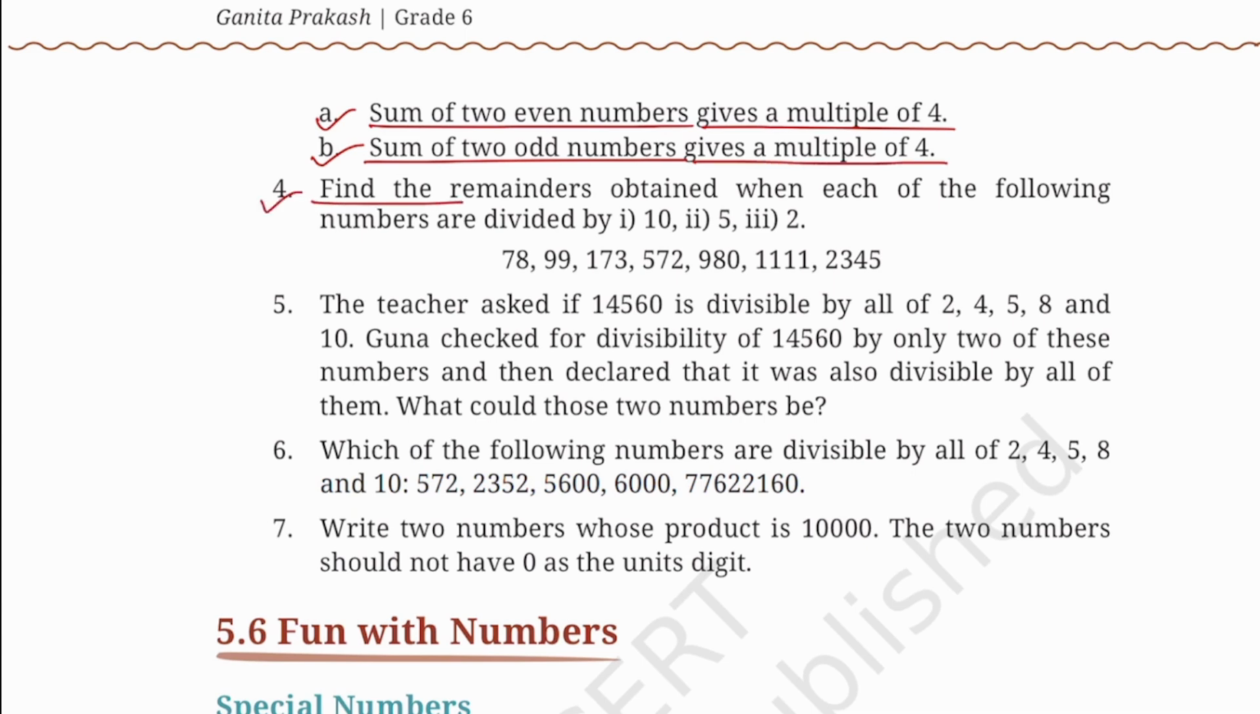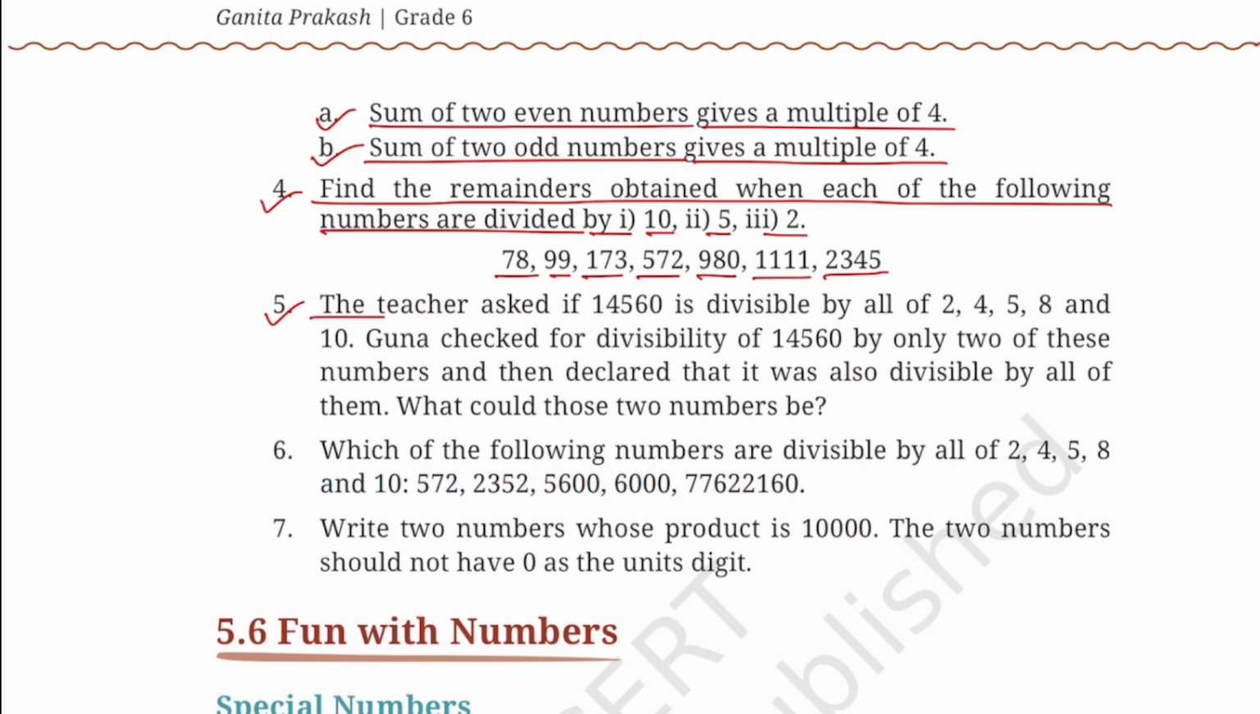4. Find the remainders obtained when each of the following numbers are divided by 10, 5 and 2: 78, 99, 173, 572, 980, 1111, 2345.